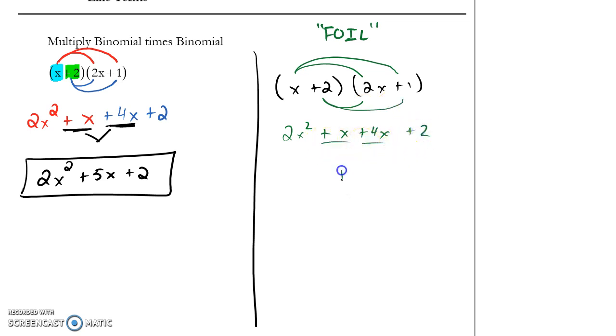You still have like terms, giving you plus 5x. You still don't have like terms with 2x squared or 2. We get the same answer. And if you look at the pattern, we did the same thing.